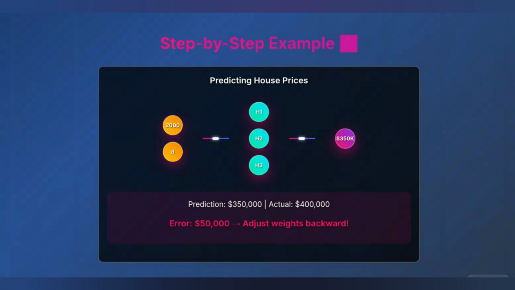Step 4. Update weights. Using these gradients, we adjust each weight by a small amount in the direction that reduces the loss. Step 5. Repeat. We feed the next training example through the network and repeat this process. Gradually, the network learns to make better predictions.